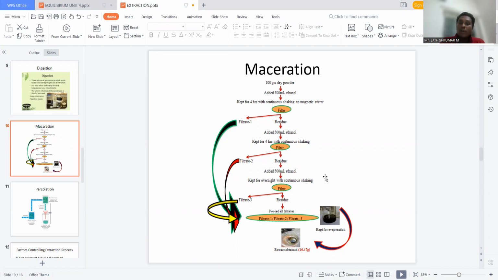Again, keep it overnight with continuous shaking. Again, you have to pass it through the filter process. The residue will be collected and pool all the filtrates. Pooling all the filtrates means we have three filtrates. After gaining the three filtrates, they are mixed into one solution. It has an equal amount of active constituents extracted from the dry powder.